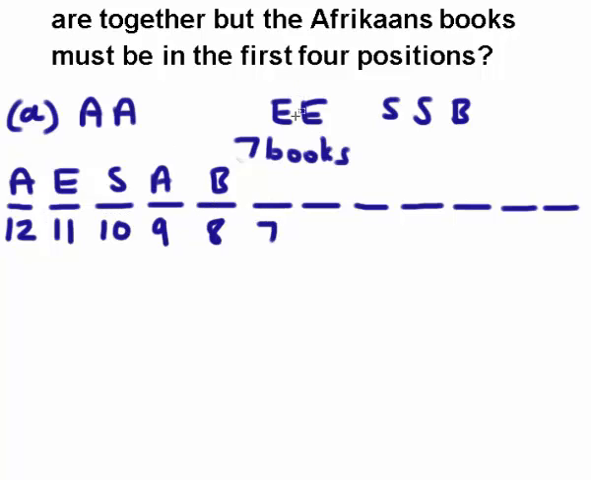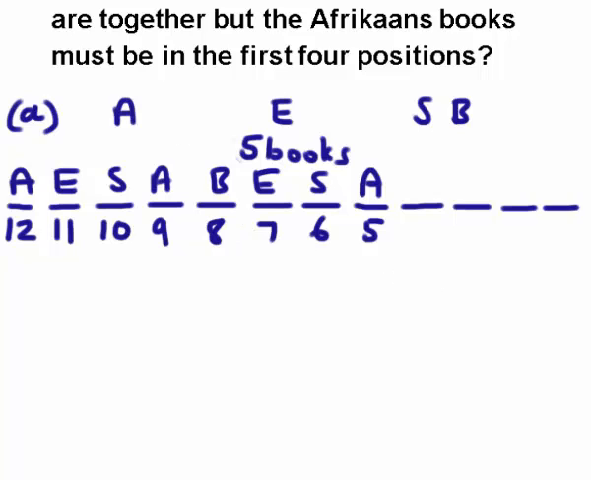So maybe let's take another English book and bring it in, which means we're now down to 6 possible choices for the 7th position. Okay, so let's pick a science book and bring it in, and there we go. Now we're left with 5 choices. Can you see that there are 5 possible books? There's 5 choices for this position, and we might decide to take another Afrikaans book and put it into that position there.